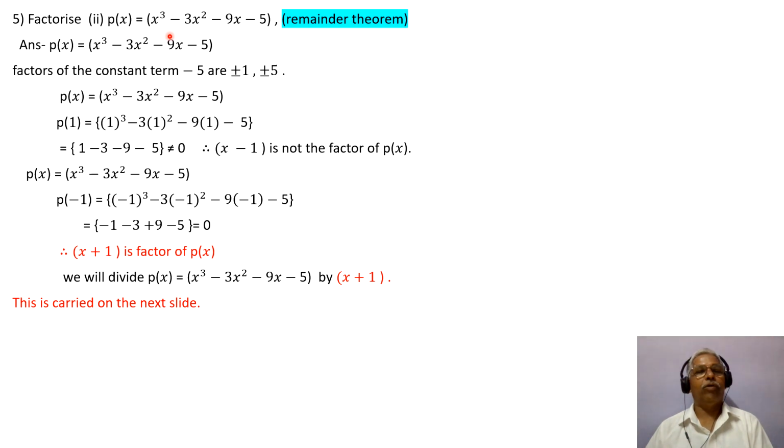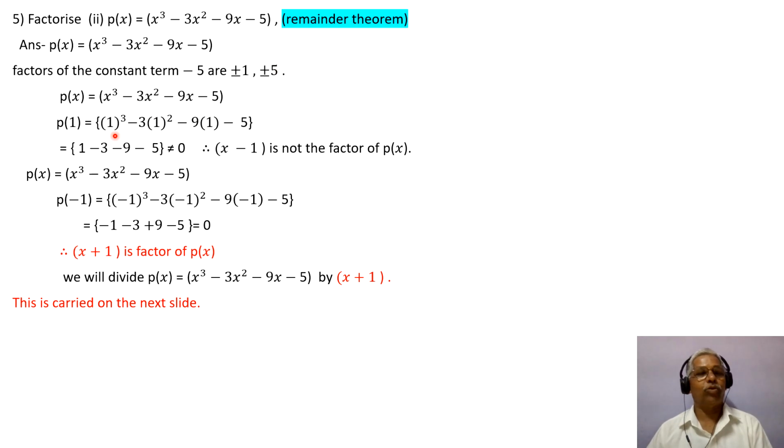Now factorizing the same polynomial by the remainder theorem. Okay, so we will see this. The answer, P(x) equal to x cube minus 3x square minus 9x minus 5, copied down as it is, and we are trying to find at least one factor by the factor theorem. Okay, so we start with this. So the factors of the constant term minus 5 are plus minus 1 and plus minus 5. Okay, we have seen this even before. So we substitute 1, minus 1, 5 and minus 5 in this to find the zero of the polynomial.